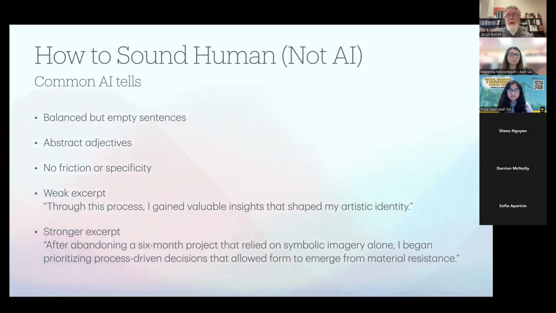Relied on my symbolic imagery alone. You could say, what kind of symbolic imagery? I'd be interested to know what symbolic imagery, what symbols are important to you, because that is very revealing.